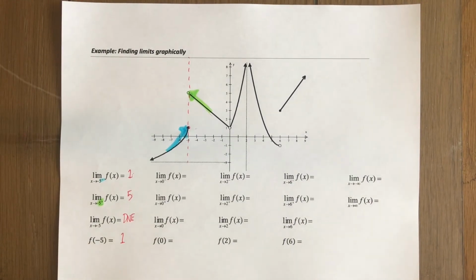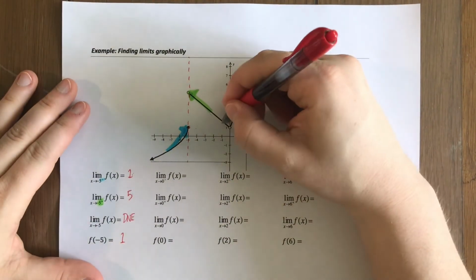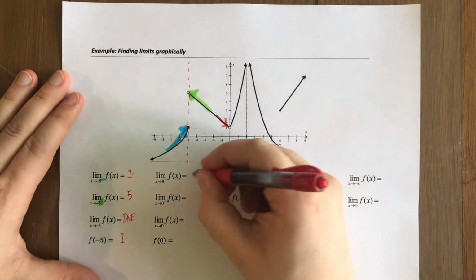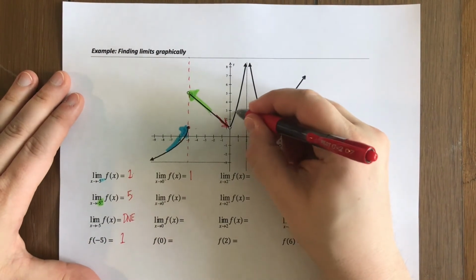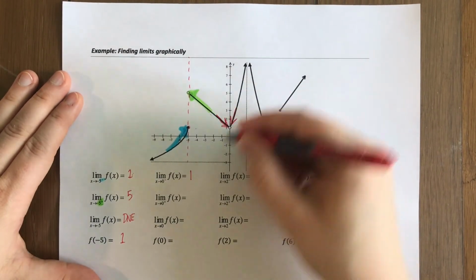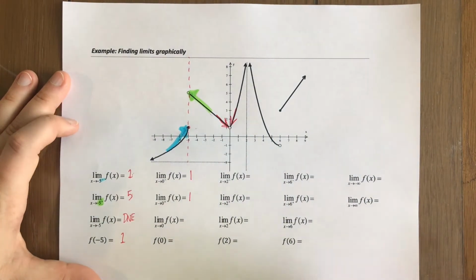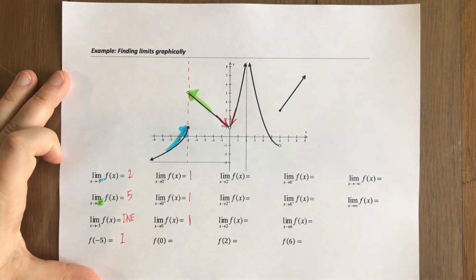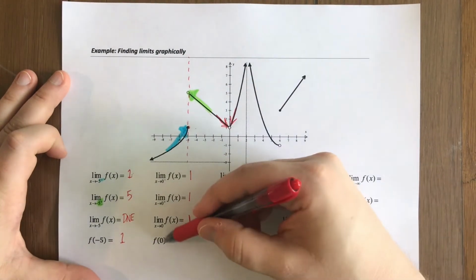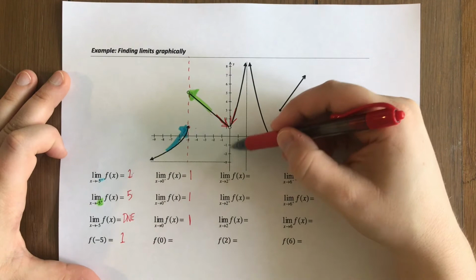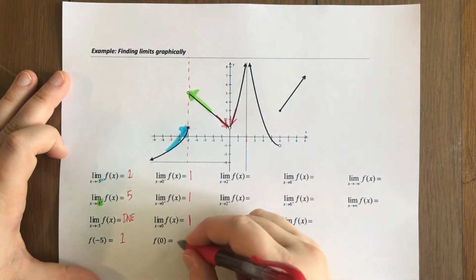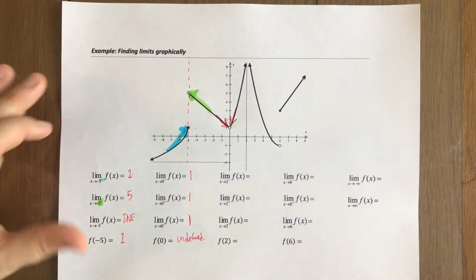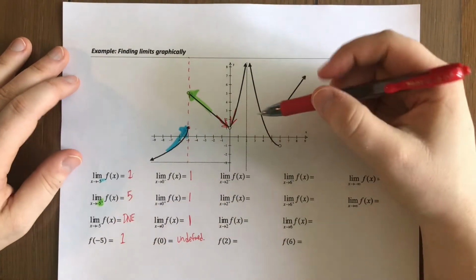So let's look at a couple others. For 0, as we approach from the left, that's coming this way. It looks like we're supposed to reach a height of 1. It doesn't matter that there's a hole there. If we come from the right-hand side, same thing. It looks like we're supposed to reach a height of 1. So since left and right are equal, that tells us that the real limit is also equal to 1. Now they ask us what's going on at 0 with the function, and there is nothing defined there. There's a hole. So this is undefined, which is different than does not exist. Subtle, but let's not get into it.